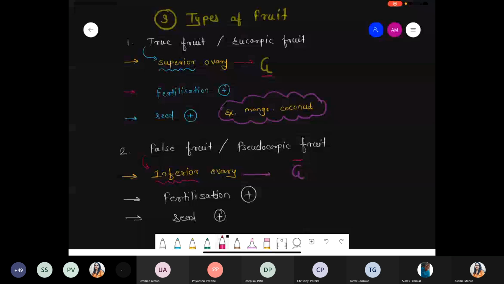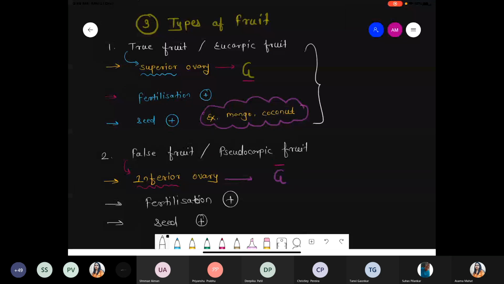Okay, yeah. So another point, whenever we are talking about the true fruit condition, a very basic common point with respect to true fruit is that here only the ovary forms a fruit. The entire ovary converts into fruit. That's why this type of condition is also called the true fruit.